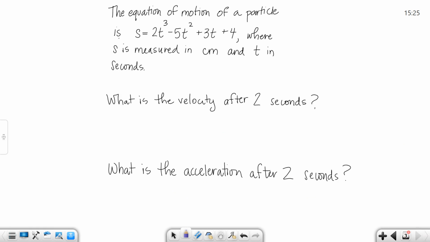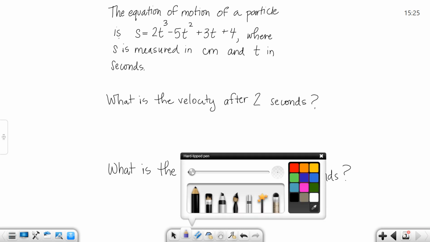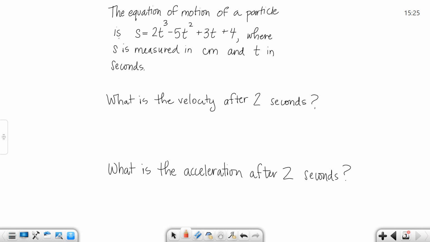Looking at one more of these, the equation of motion of a particle is given by this s function, this position function. S is measured in centimeters and t in seconds. What is the velocity after 2 seconds? The velocity is the first derivative. So your first derivative would be 6t squared minus 10t plus 3.